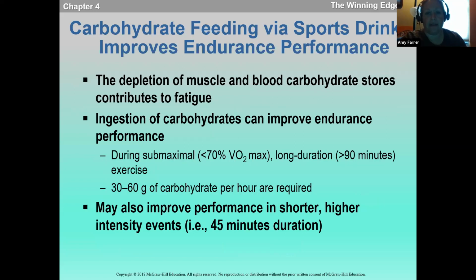So why do we get tired? As we deplete the muscle and the blood carbs, we're going to see some fatigue. Will ingesting carbs improve performance? Yeah, maximally in long duration exercise it will. You're going to need between 30 and 60 grams of carbs per hour. You may also see some improvement in shorter high intensity exercises and activities of that 45-minute duration.